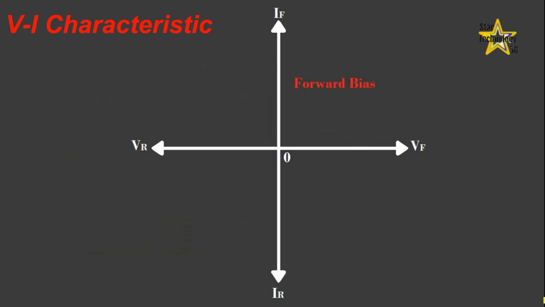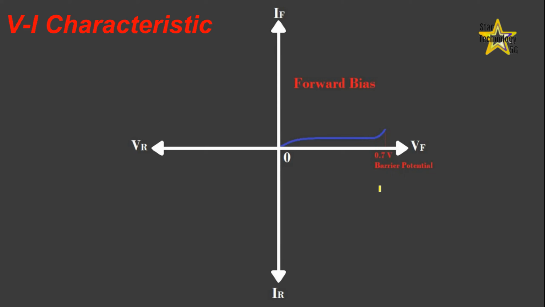VI characteristic for forward bias. If we show the VI characteristic curve for a forward bias diode, in the vertical axis that is the forward bias current IF, and along the horizontal axis that is the forward bias voltage VF, when zero voltage applied across the diode there is no forward current. When forward bias voltage increases there is forward current. As we gradually increase the forward bias voltage, the forward current and the voltage across the diode gradually increase. When the forward bias voltage is increased to a value where the voltage across the diode reaches barrier potential, approximately that voltage is 0.7 volts.